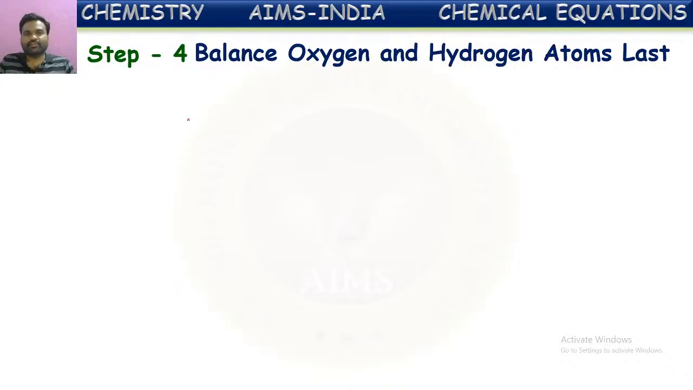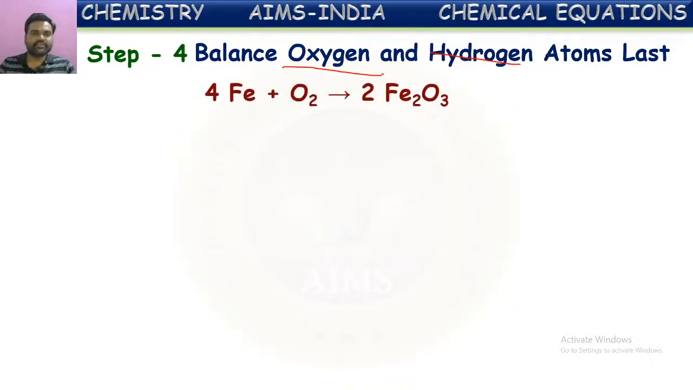Now, after balancing iron, let us go for balancing oxygen atoms. Finally we have to balance either oxygen or hydrogen present in the equation. In this equation, there is no hydrogen, so we need not go for this. First, let us balance oxygen after balancing iron. If we observe the left hand side, there are only 2 oxygen atoms. On the right hand side, in the product side, within each molecule there are 3 oxygen atoms, and we have taken 2 molecules of iron oxide. So finally the number of oxygen atoms becomes 6.